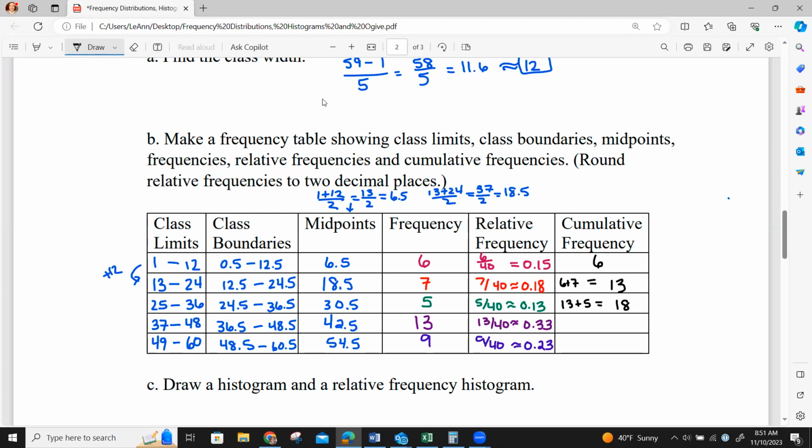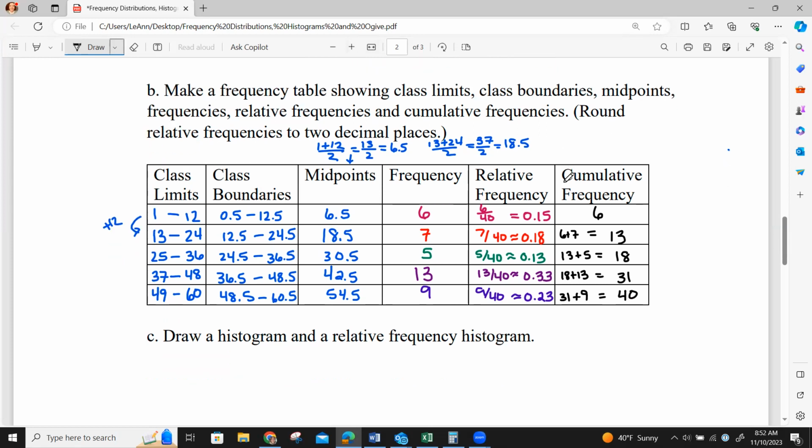And then when we get to 48, so the end of this limit, we will have accumulated 18 plus 13. So that's going to be 31. And then notice that the last group, we accumulated 31 up to this point plus 9 more. Once we get to 60, that should equal the total number of items in our entire data set. So this is the cumulative frequency count.